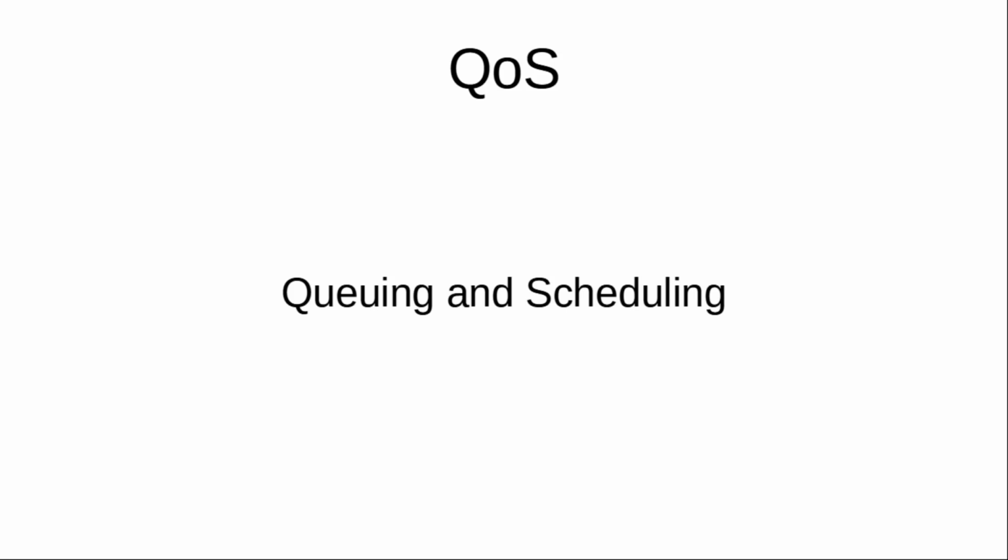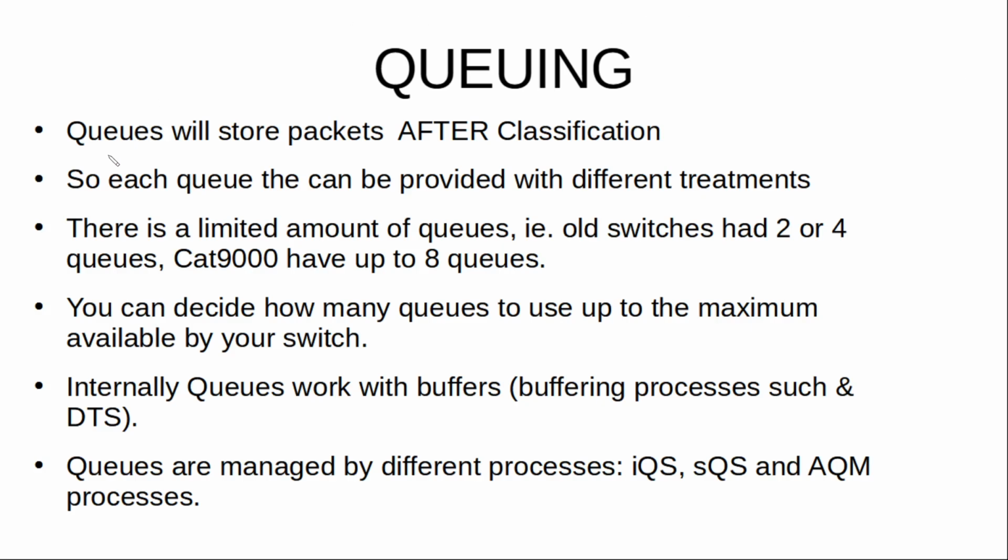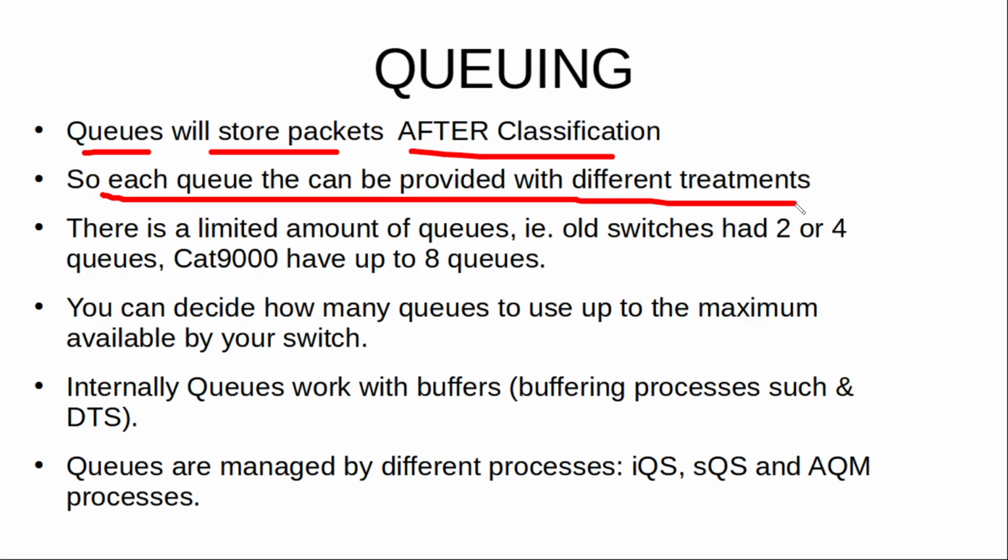Let's continue talking about quality of service components. In this case, we're going to talk about queuing and scheduling. First of all, queuing. Queues will store packets after classification. So classification will separate your packets and store them in different queues. So each queue can be provided with different treatments.